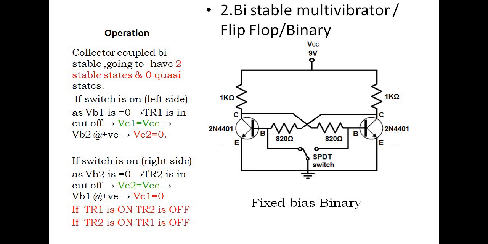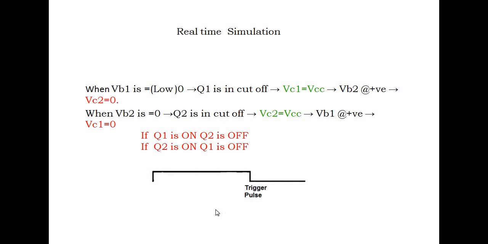So the point we are supposed to remember is, if TR1 is on, if the left side transistor is on, the right side transistor is off. If the right side transistor is on, the left side transistor is off. So under no circumstances, under no situation, are these two transistors both off or both on. If one transistor is on, another transistor will be off. That's what I have written here. If TR1 is on, TR2 is off. If TR2 is on, TR1 is off, right? Let us see the simulation.